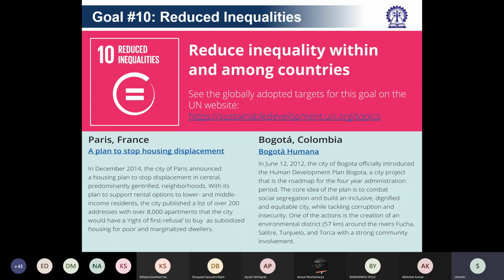This means improving the regulation of financial markets and institutions, sending development aid where it is most needed, and helping people migrate safely so that they can pursue opportunities. So together we can now change the direction of the old story of inequality.